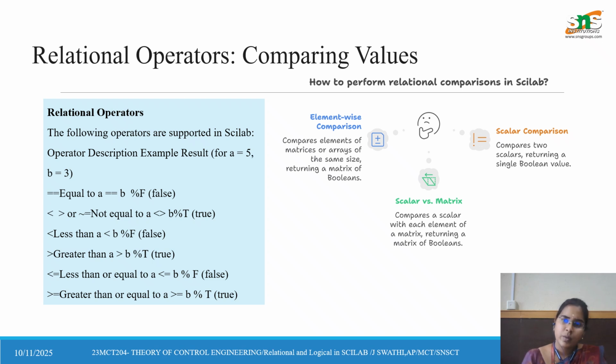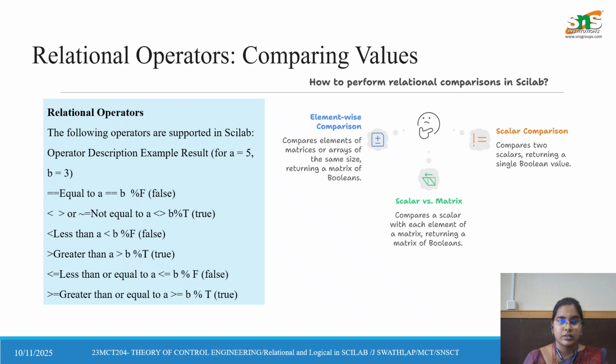How do we perform relational operations in SCILAB? First, we need element-wise comparison: elements of the same size and the same order are compared with each other. Next, it can be used for scalar versus matrix, which compares the scalar with each element of a matrix, returning a matrix of booleans. We can also compare two matrices.